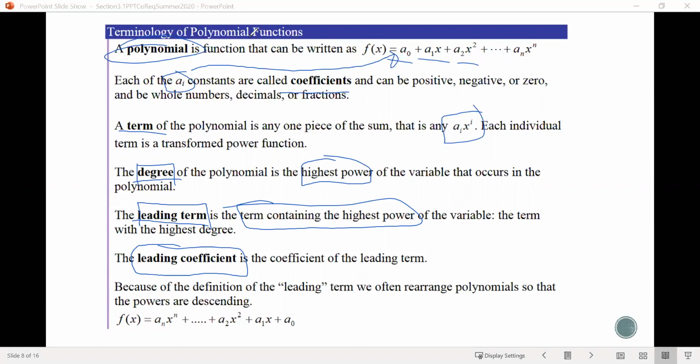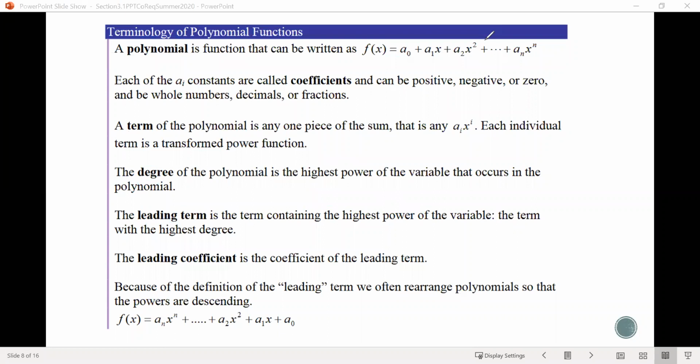One other thing I should say is that for something to be a polynomial, all of the powers in the polynomial have to be whole numbers. You can't have something like f of x equals 3x squared minus 7x to the 1/2. This is not a polynomial because of that x to the 1/2 power there. All right, so let's just do some practice with these terms.